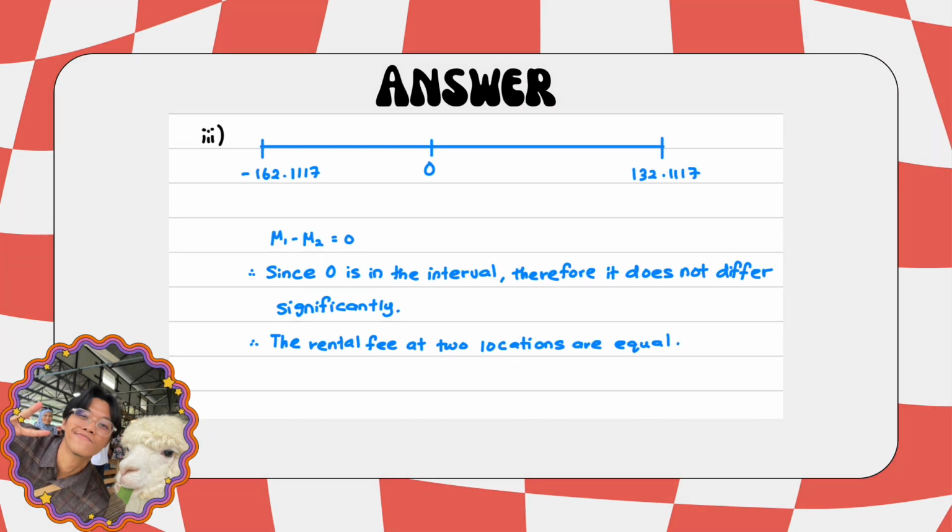For this question, we need to make a conclusion of the rental fees at the two locations. Is it equal or not? Since 0 is in between the interval, thus it does not differ significantly. Therefore, the rental fee at two locations are equal.